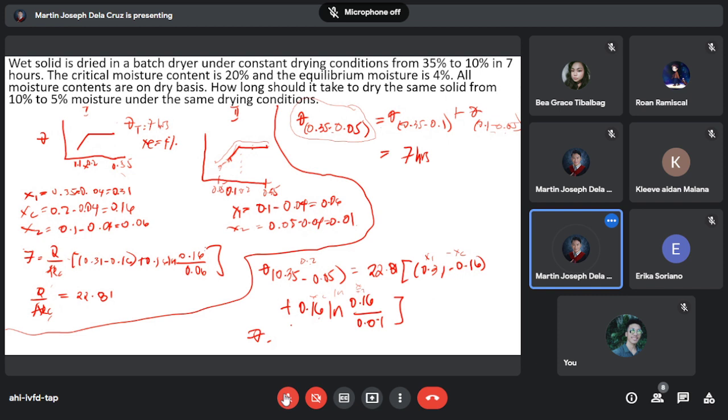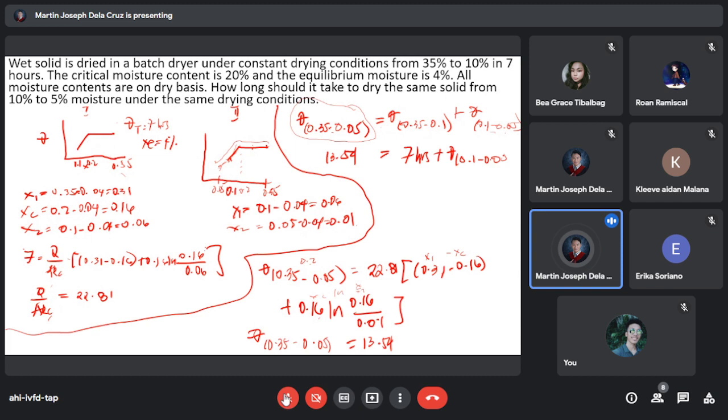13.54. Okay. So, it's very good na chine-check na ka. So, this is 13.54 class. So, if this is 13.54 class, so, as a substitute na natin. This is the total drying time of 0.35 dry basis to 0.05 dry basis. So this is 13.54. So we're going to substitute your 0.35 to 0.05 here class. So 13.54 class. And this is your drying time of your dry basis 0.1 to 0.05.